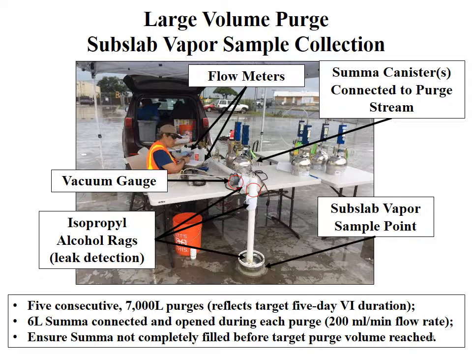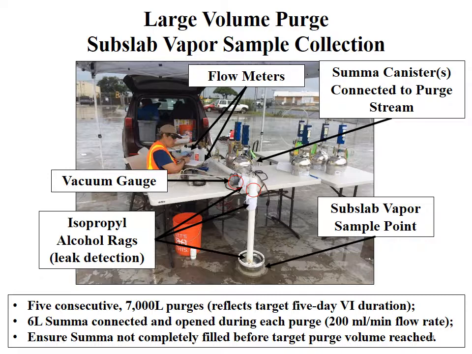We only collected one sample during each of the purges. In general, during the first purge, we collected 2 samples, duplicates, just to compare the results. We're also concerned about leaks above the slab. So the major points, turning points and such in the system were wrapped with isopropyl alcohol soaked rags. We tested for isopropyl alcohol in the samples.